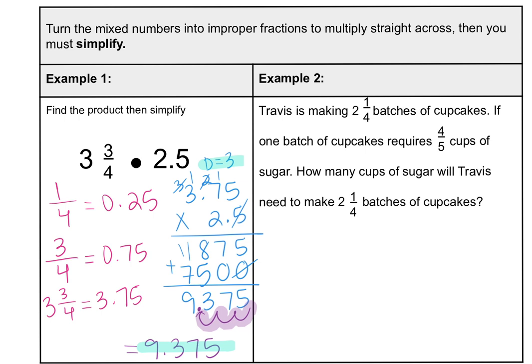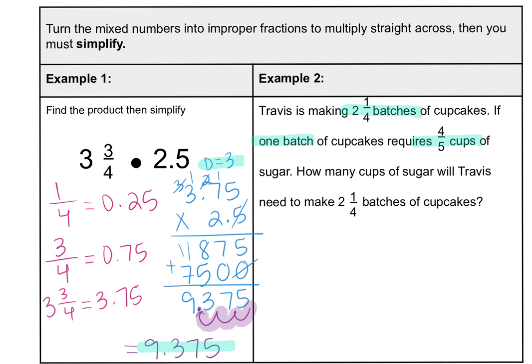All right, now let's look at example number 2. And first I want to read the sentence that's at the top of both examples. It says, turn the mixed numbers into improper fractions to multiply straight across. Then you must simplify. So we're going to use those steps when solving example number 2. So it says, Travis is making 2 1/4 batches of cupcakes. If one batch of cupcakes requires 4/5 cups of sugar, how many cups of sugar will Travis need to make 2 1/4 batches of cupcakes?